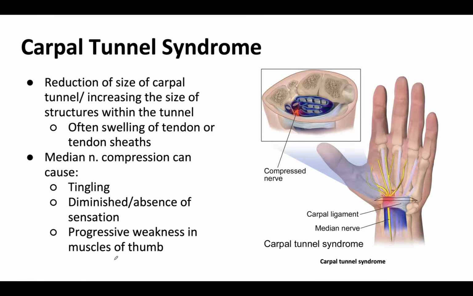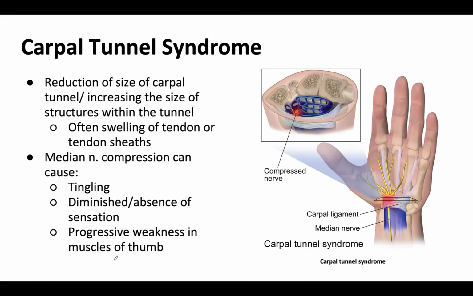This median nerve is of particular importance in a pathological condition called carpal tunnel syndrome. What happens in carpal tunnel syndrome is the carpal tunnel space decreases, and that's often caused by an increase in the size of the structures in the carpal tunnel.